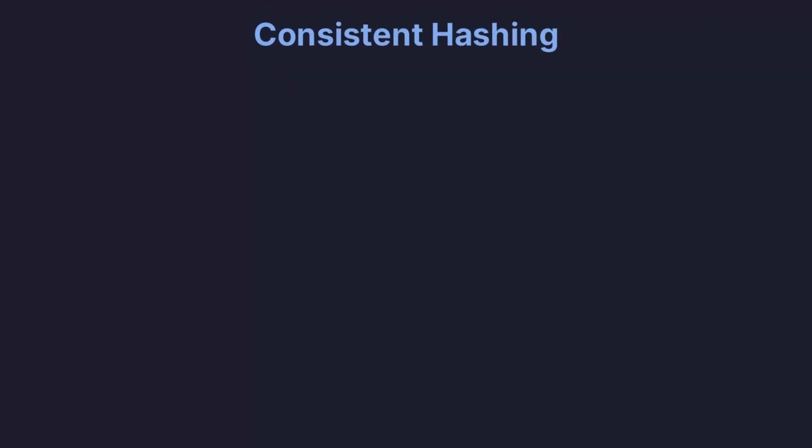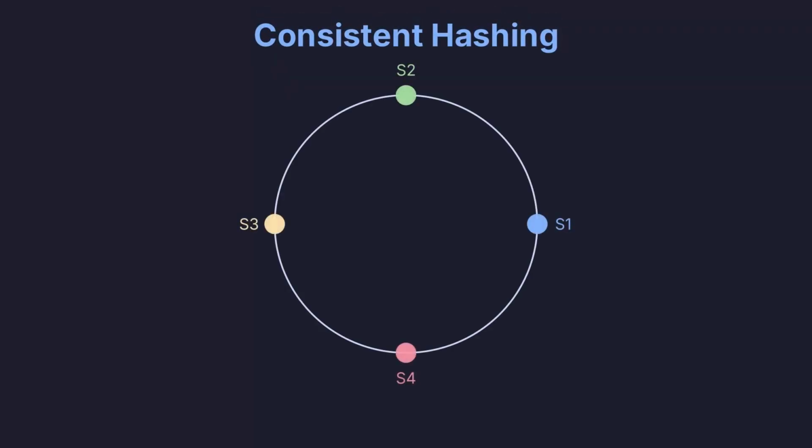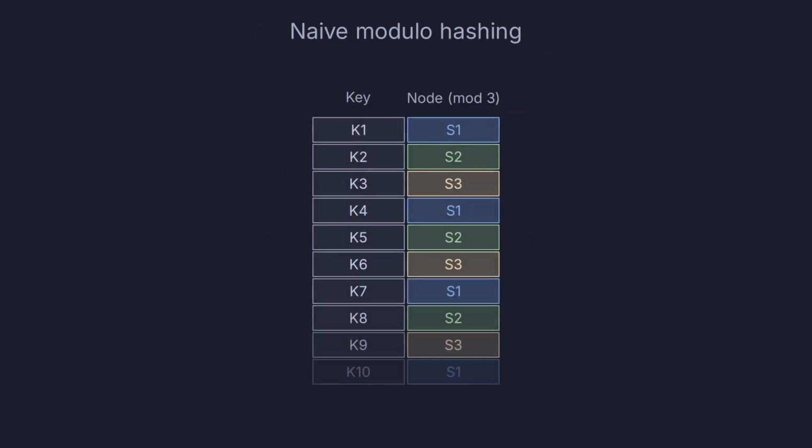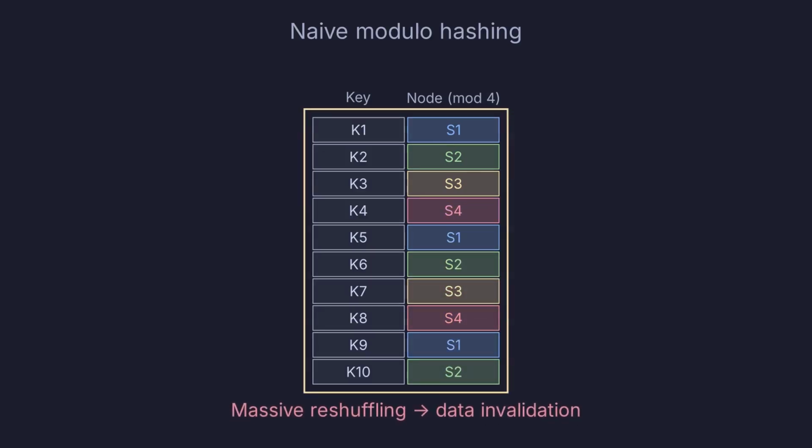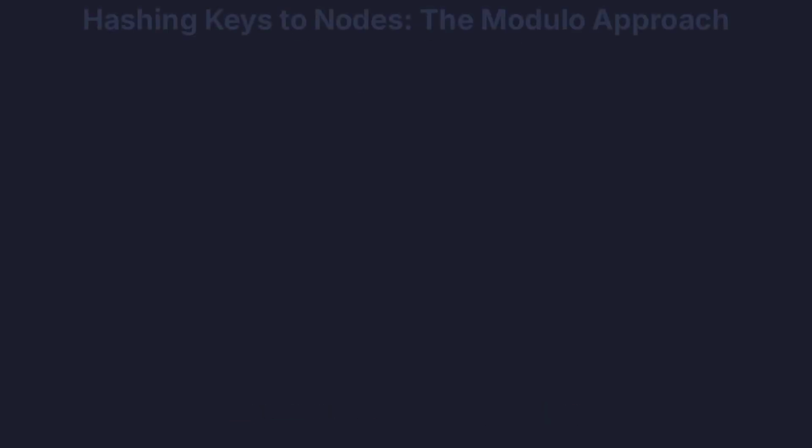What if adding one cache server invalidated almost every single piece of data in your cluster? That's exactly what happens with naive modulo hashing. Consistent hashing fixes it, and it's why your favorite databases and CDNs can scale without mass reshuffling. Let's start with the broken way.